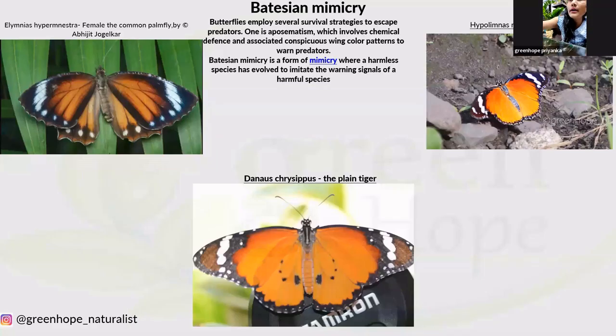So on the left side you saw the palm fly butterfly, and on the right side you see the Danaid eggfly. Like the great eggfly female we saw earlier was mimicking the common crow, they are not poisonous. Even the Danaid eggfly is not poisonous, but it mimics the plain tiger, which is poisonous.